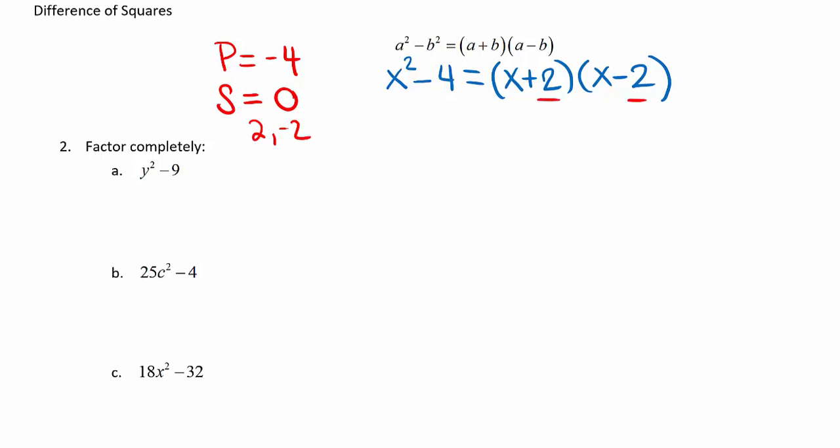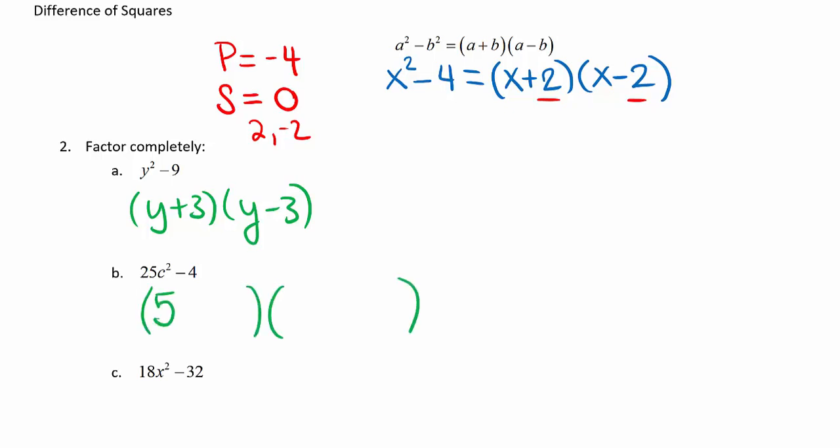So let's take a look at a couple of examples. Y squared minus 9. 9 is the same thing as 3 squared. So this is going to be y plus 3, y minus 3. Now this technique works, this formula works, even if there's a number in front of the x squared, or in example B, the c squared. 25 is a perfect square. It's 5 squared. Since 25 is 5 squared, I know that my first term will be 5c. And then 4 is 2 squared, so it's going to be 5c plus 2, 5c minus 2.